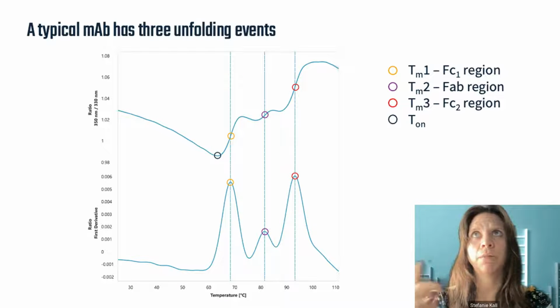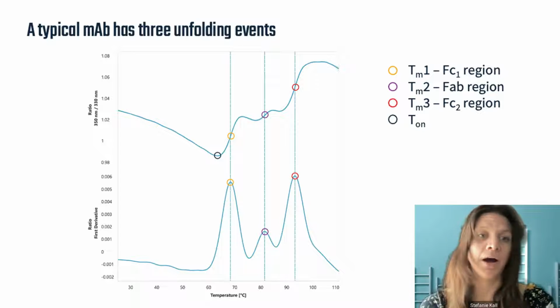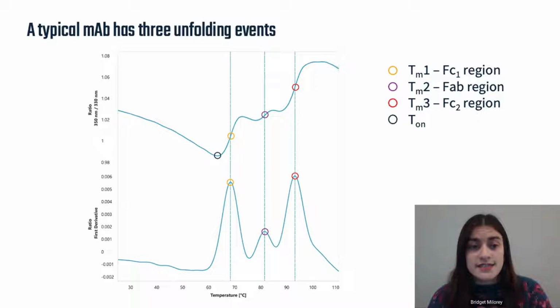Right. So thanks for explaining the data output with this kind of model antibody. Can you briefly talk about that black marker labeled T-on? Yes, very good to point out T-on. So T-onset is an additional parameter that we can use to evaluate the sharpness of inflection. So this is another useful indicator of how stable a protein is. Generally, a higher T-on, or higher onset of melting, indicates a more stable protein.